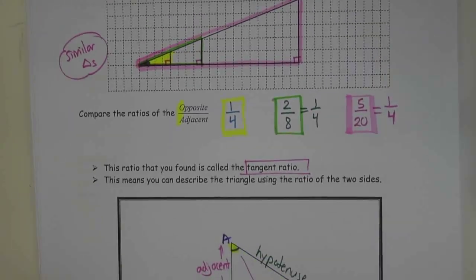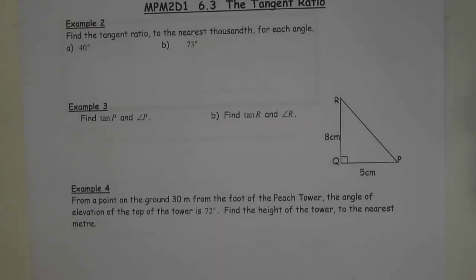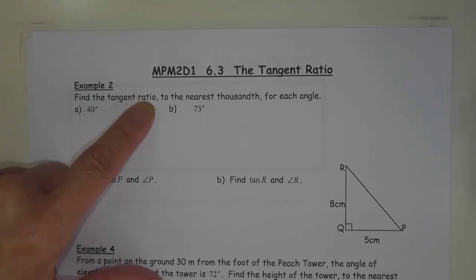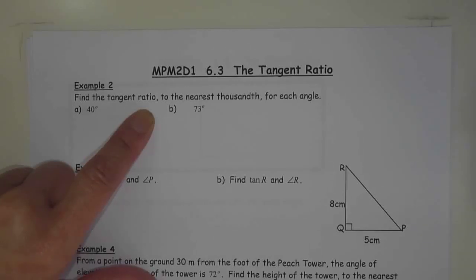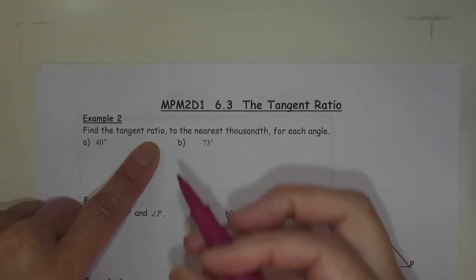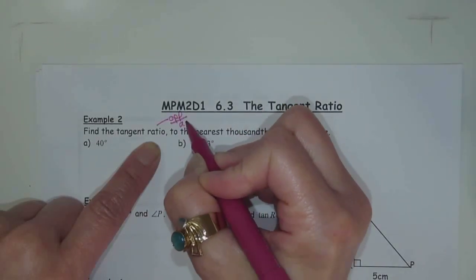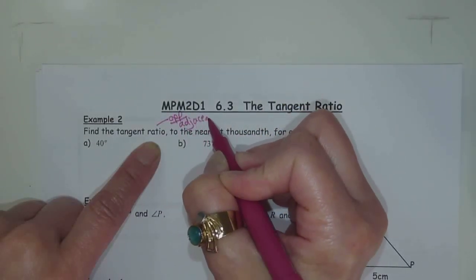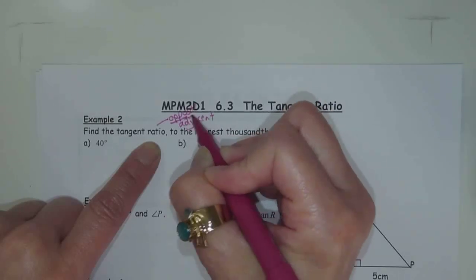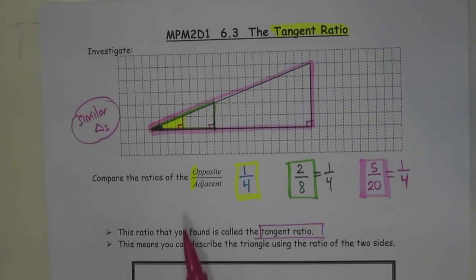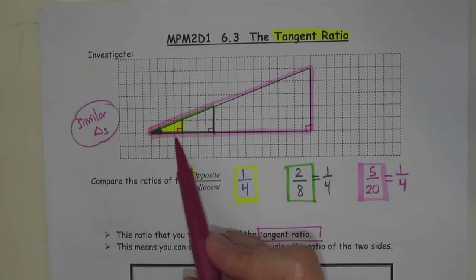We're going to try another question. This next question says, to find the tangent ratio. So now they want the ratio, the O over A, right? So the tangent ratio is the opposite over the adjacent ratio of this triangle. So they want you to find the opposite over the adjacent.